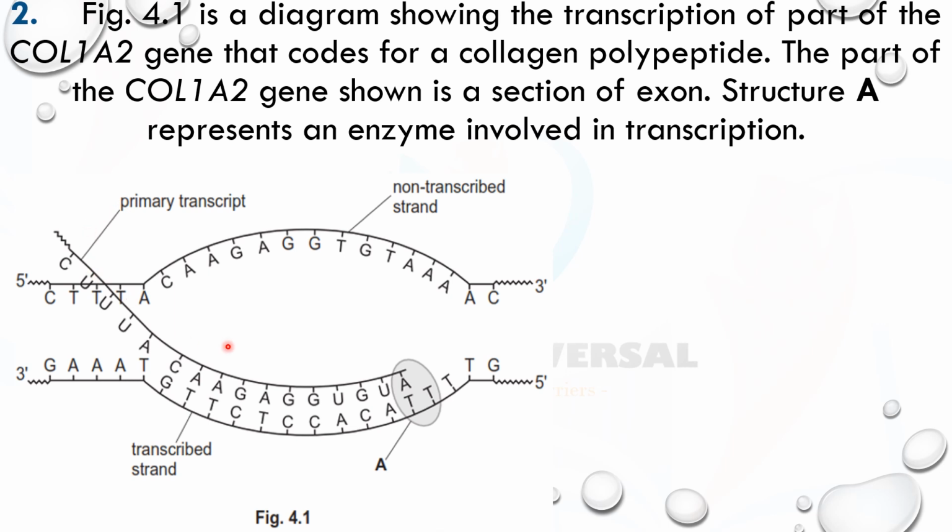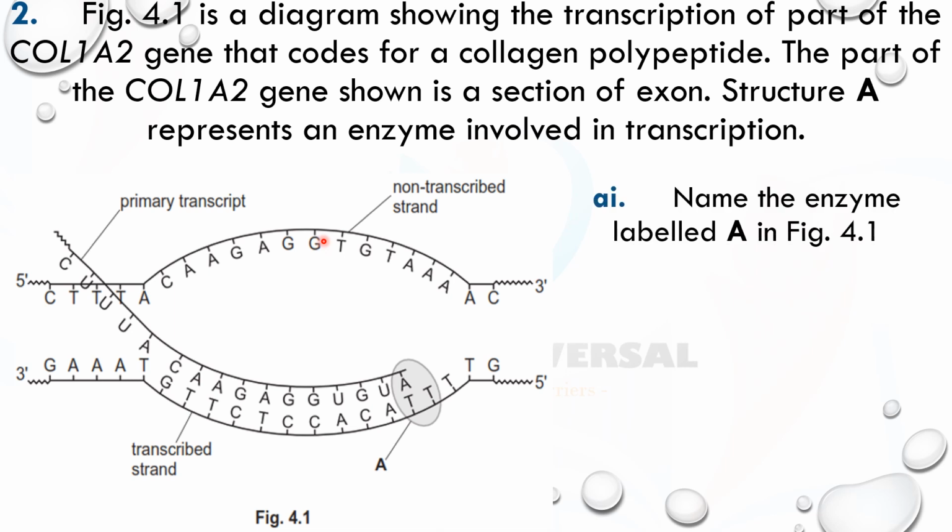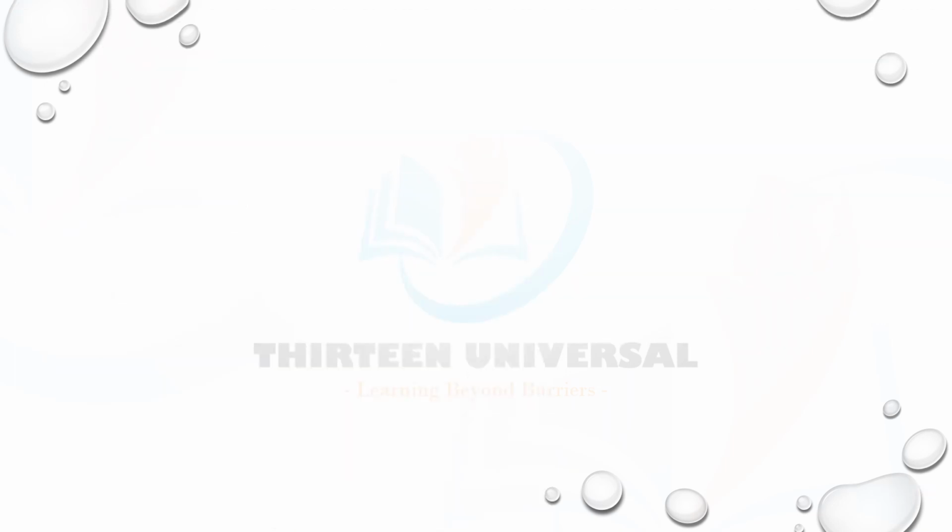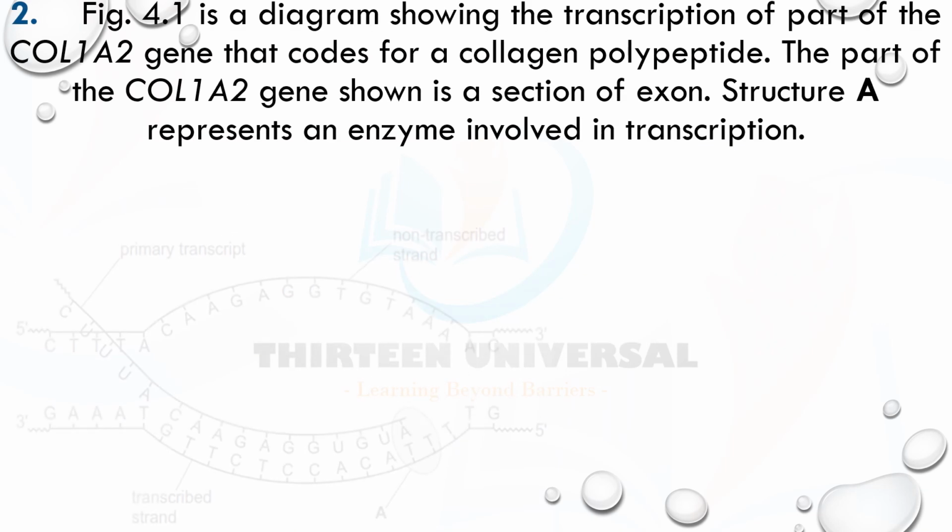And of course this is the template, the transcribed strand. What do you think is the answer? Name the enzyme labeled A. Which enzyme catalyzes transcription? Of course it's RNA polymerase, 1 mark. DNA polymerase is for DNA replication, but for transcription it is RNA polymerase. So the answer is RNA polymerase.